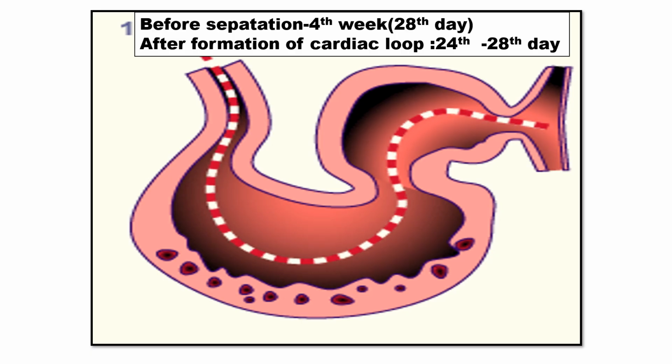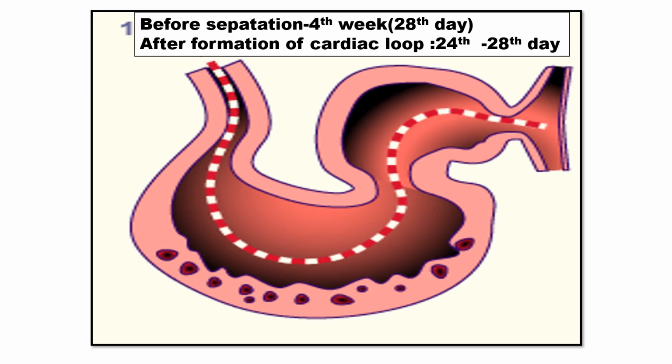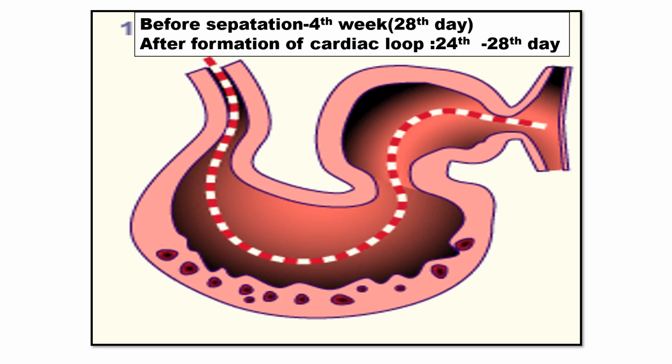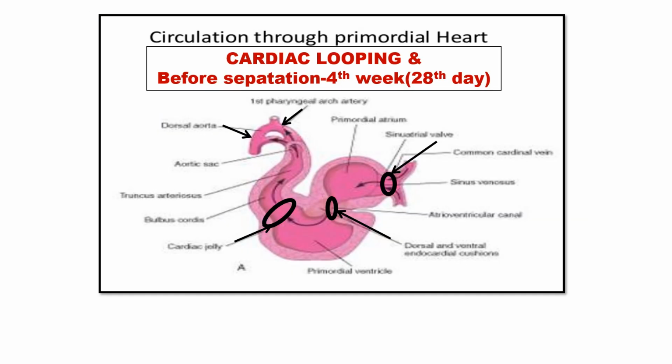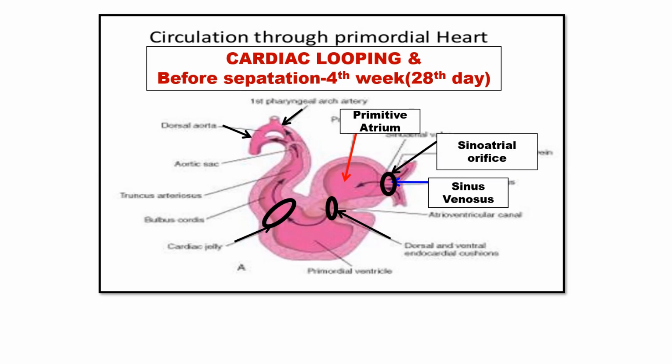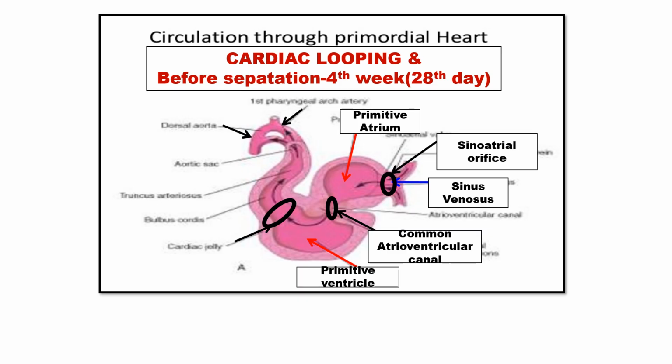Before septation, that is the 4th week, the blood flows from the venous end and reaches the arterial end. Circulation of the primordial heart after cardiac looping, before septation, that is before the 20th day: blood enters through the sinus venosus by the 3 pairs of veins. It enters the primitive atrium via the sinoatrial orifice. Blood from the primitive atrium enters the primitive ventricle via the common atrioventricular canal.